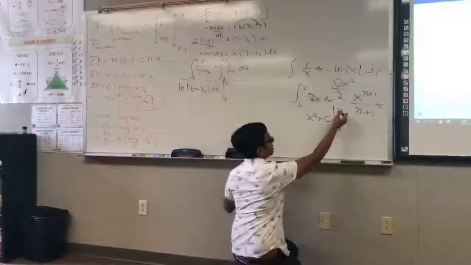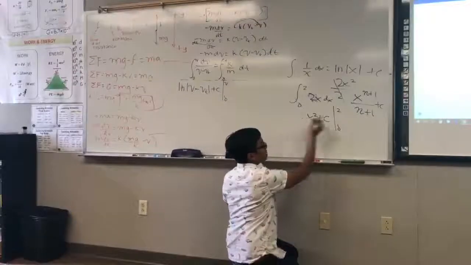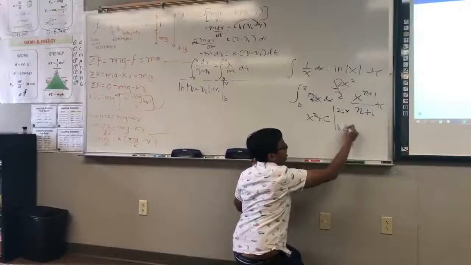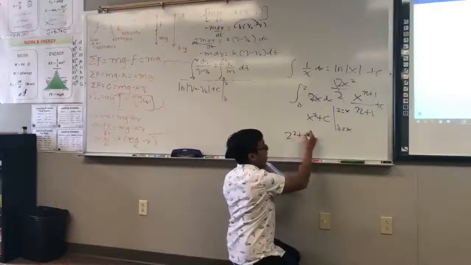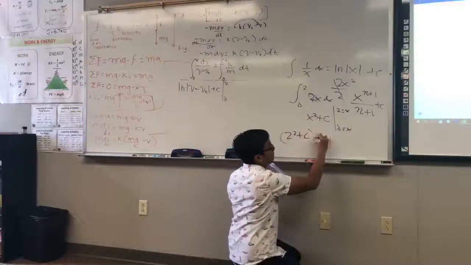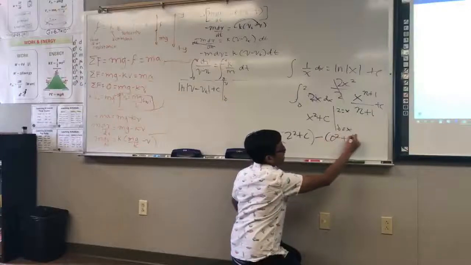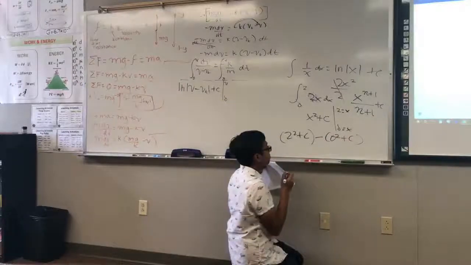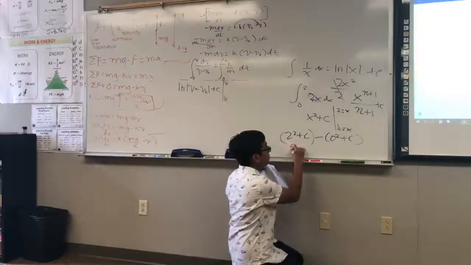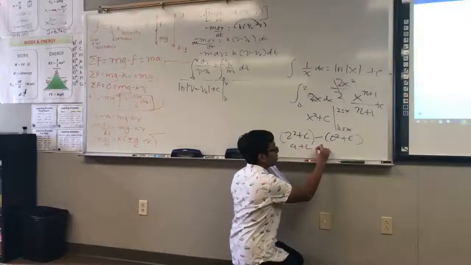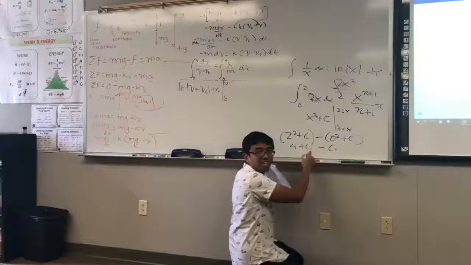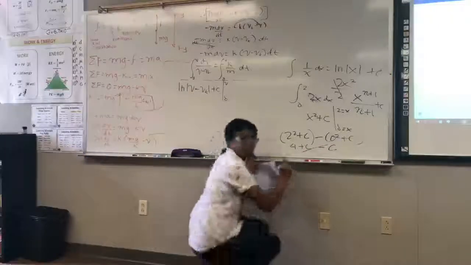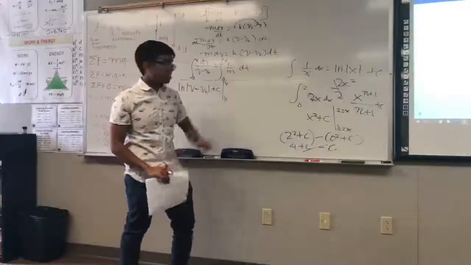So to evaluate this, what I'm going to do is plug in, let's say this is x. It's going to be 2 squared plus c minus 0 squared plus c. So it's going to be 4 plus c minus 0, so we just disregard that, and c minus c. So then we cancel that, so we're left with 4. So that's how you evaluate it.